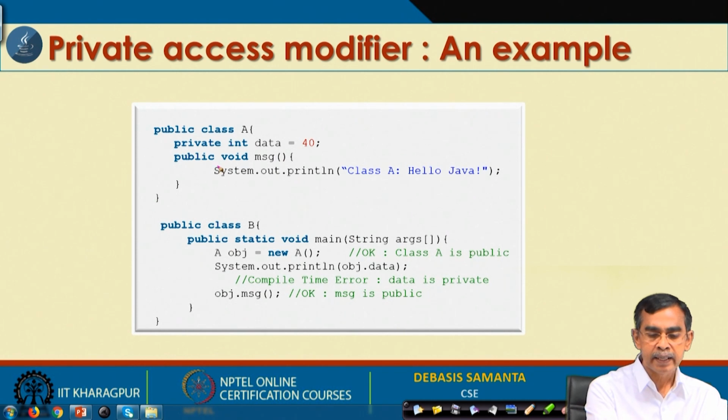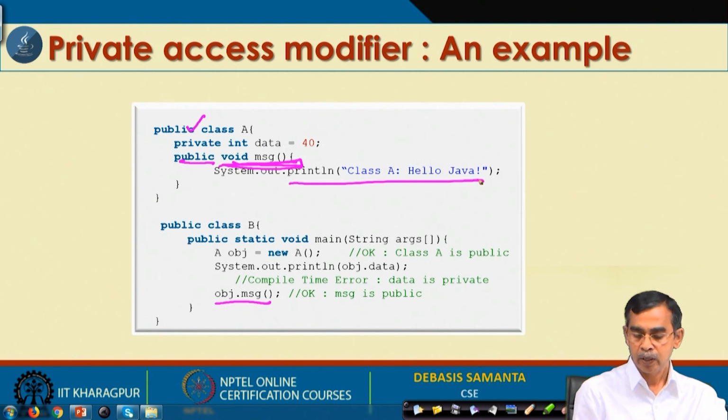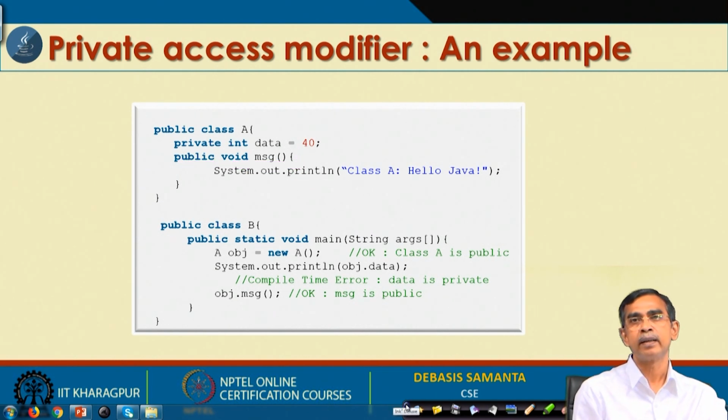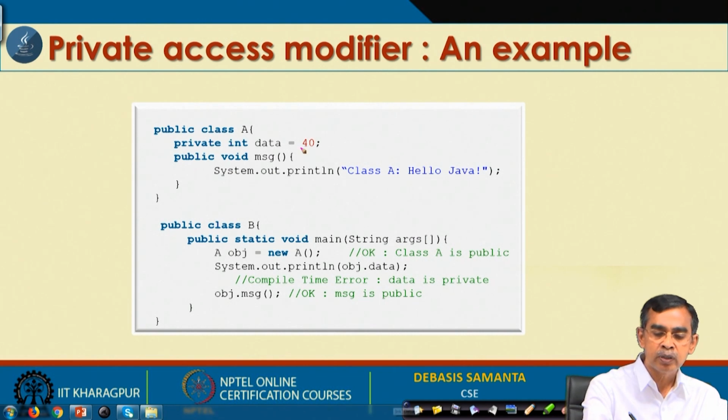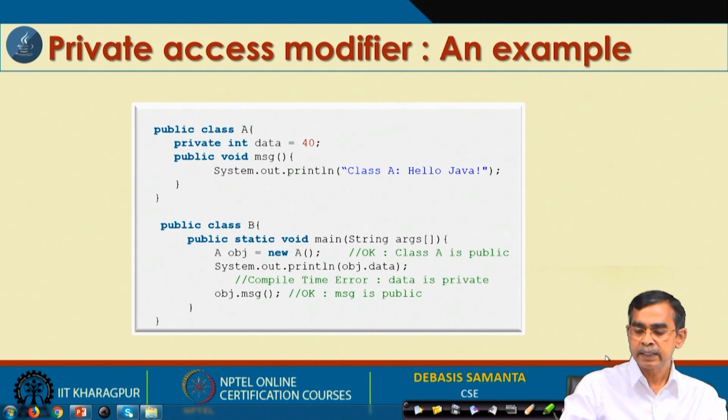On the other hand, as this message method is declared public, and the class is also public, it is accessible, that means it will print the message. So, you can understand that private means it belongs only to its own class. Outside it, there is no access. That is the concept. So, this is a simple example. Now, let us consider another example.